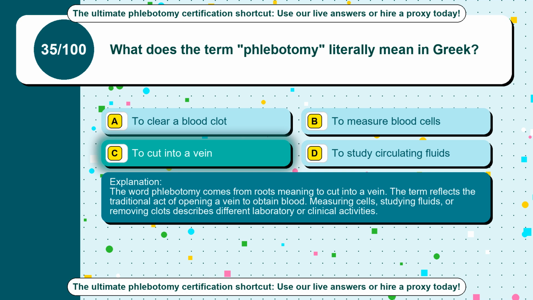The word phlebotomy comes from roots meaning to cut into a vein. The term reflects the traditional act of opening a vein to obtain blood. Measuring cells, studying fluids, or removing clots describes different laboratory or clinical activities.